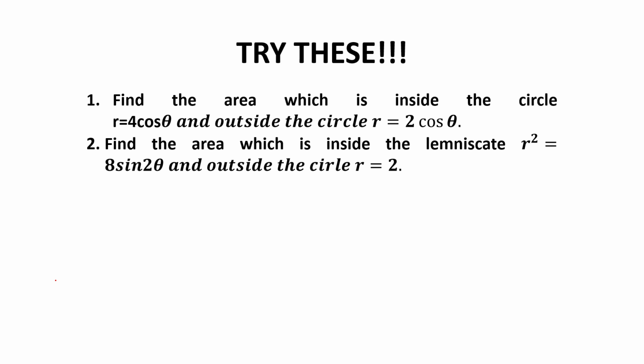So try this at home. Find the area which is inside the circle r equal to 4 cos theta and outside the circle r equal to 2 cos theta. And find the area which is inside the lemniscate r squared equal to 8 sine 2 theta and outside the circle.